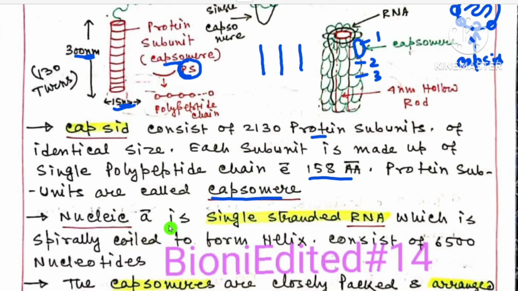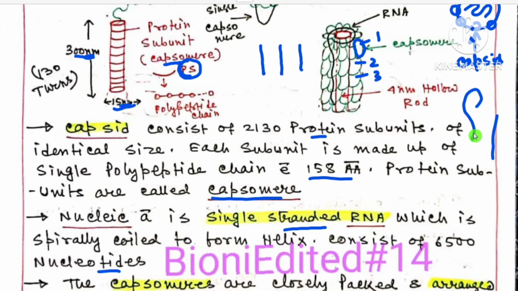Now the nucleic acid is single-stranded RNA. Viruses show a variety of genetic material: some are double-stranded DNA viruses, some single-stranded DNA viruses, some double-stranded RNA viruses, and some single-stranded RNA viruses. Tobacco mosaic virus is a single-stranded RNA virus, spirally coiled to form a helix, not straight, and it consists of 6500 nucleotides.